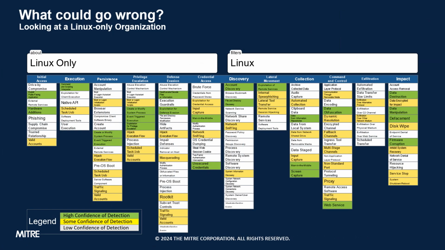And just to set an example, here's a notional heat map for an organization that's only using the Linux platform. Here, the heat map shows some decent coverage. There's low, some, and high confidence across each of the tactics, a good amount of high confidence of detection for a variety of techniques, no glaring holes, maybe a few more gaps in exfiltration than we'd like to see, but certainly we're seeing representation across the framework that we're looking at.